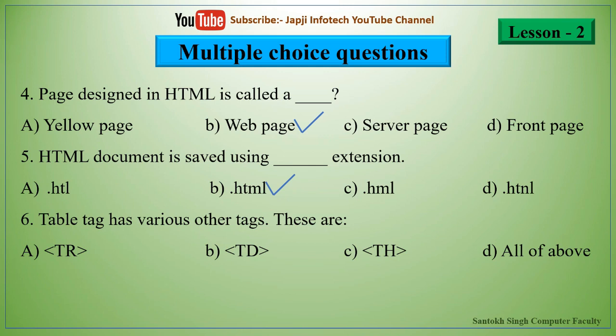And the sixth one is, table tag has various other tags. These are tr, td, th, or all of the above. So the right answer is, table tag has various other tags. These are all of the above.